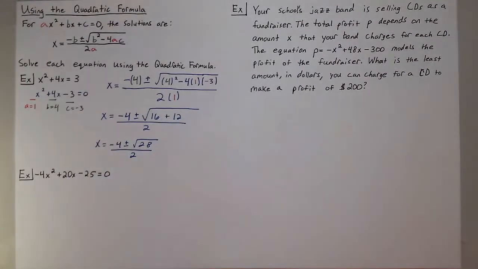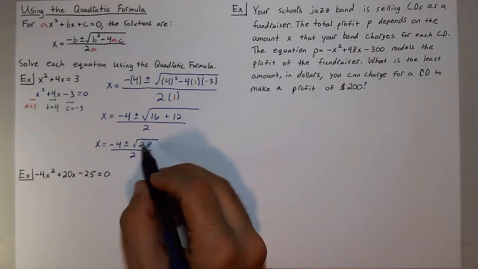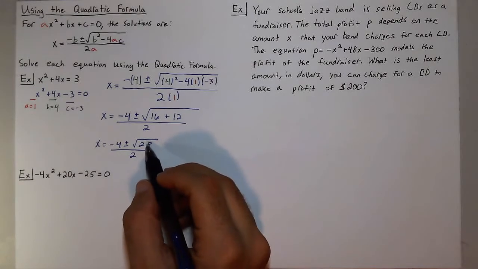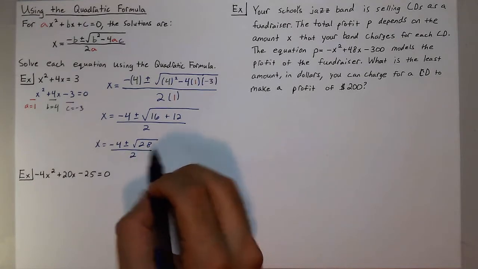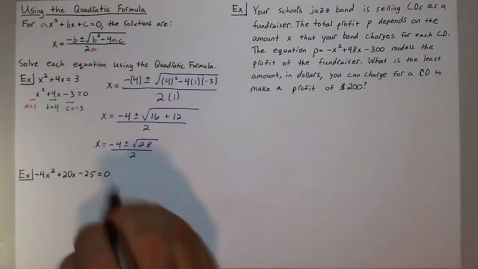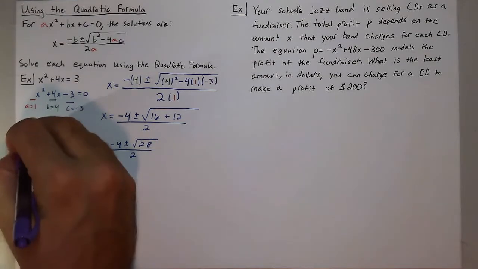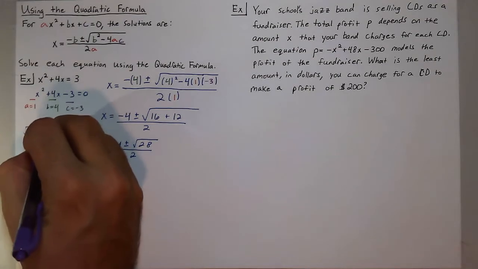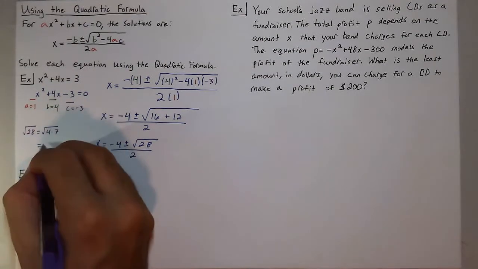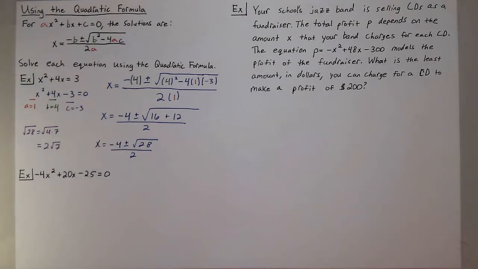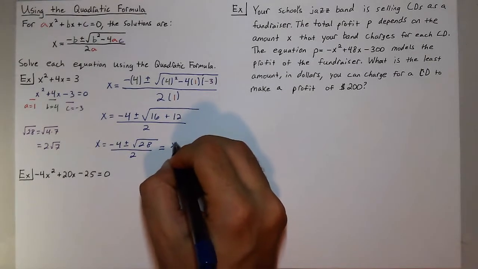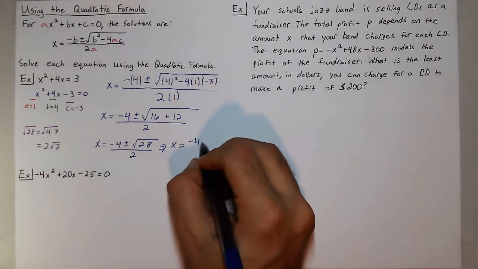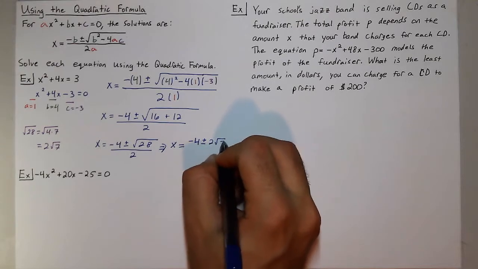Now, it is a very common mistake to divide 28 by 2, but it is underneath a radical. So there's no way for me to simplify any number within a radical unless I have another number within a radical, but 2 is not. But I can simplify the square root of 28, because the square root of 28 is the same as the square root of 4 times 7, which gives me 2 square roots of 7. So I can write this answer as x is equal to negative 4 plus or minus 2 square roots of 7 all over 2.